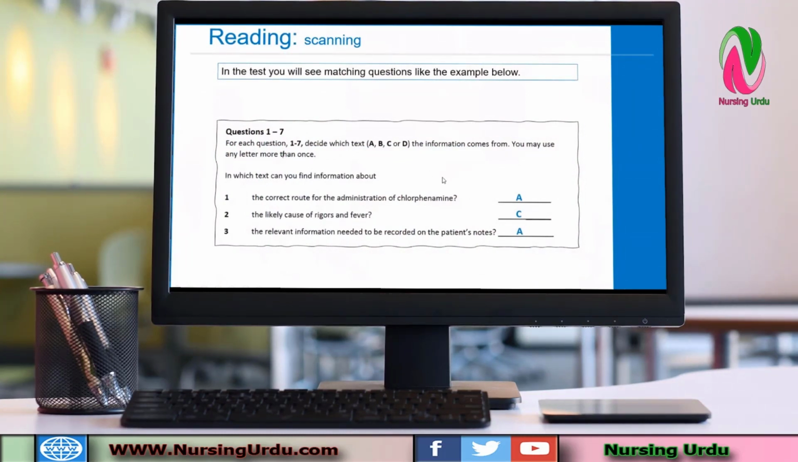So these are what the questions look like, and all you'll need to do is read the question, having done your pre-skim. It says the correct route for the administration of chlorpheniramine. Which text is it in? You think, I think it's in text A. Let me just check quickly. You do, and you quickly check, yes, that's the one about medications, okay? So you're going to just put the letter in the answer sheet.